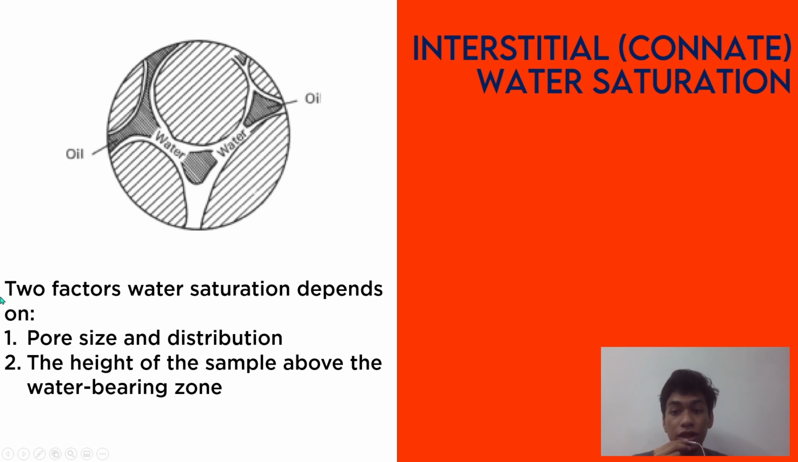Connate water saturation is important because it reduces the amount of space available between oil and gas. It is generally not uniformly distributed throughout the reservoir, but varies with permeability, lithology, and other factors.